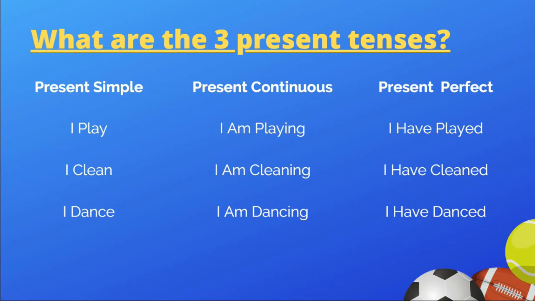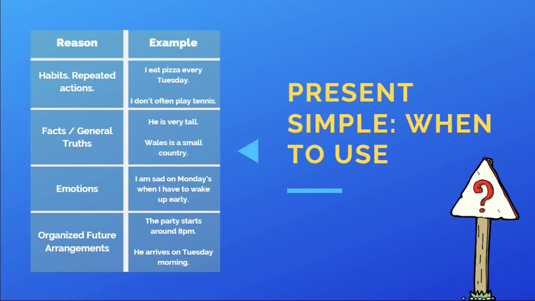So, when do we use the present simple? There are a few common reasons we might use the present simple. First of all, habits. A habit is a repeated action, something that we do again and again and again. For example, I eat pizza every Tuesday. So, repeatedly, every Tuesday I will eat pizza. Not Wednesday, not Thursday, but every Tuesday. Okay, so it's a repeated action, something I do often, a habit.